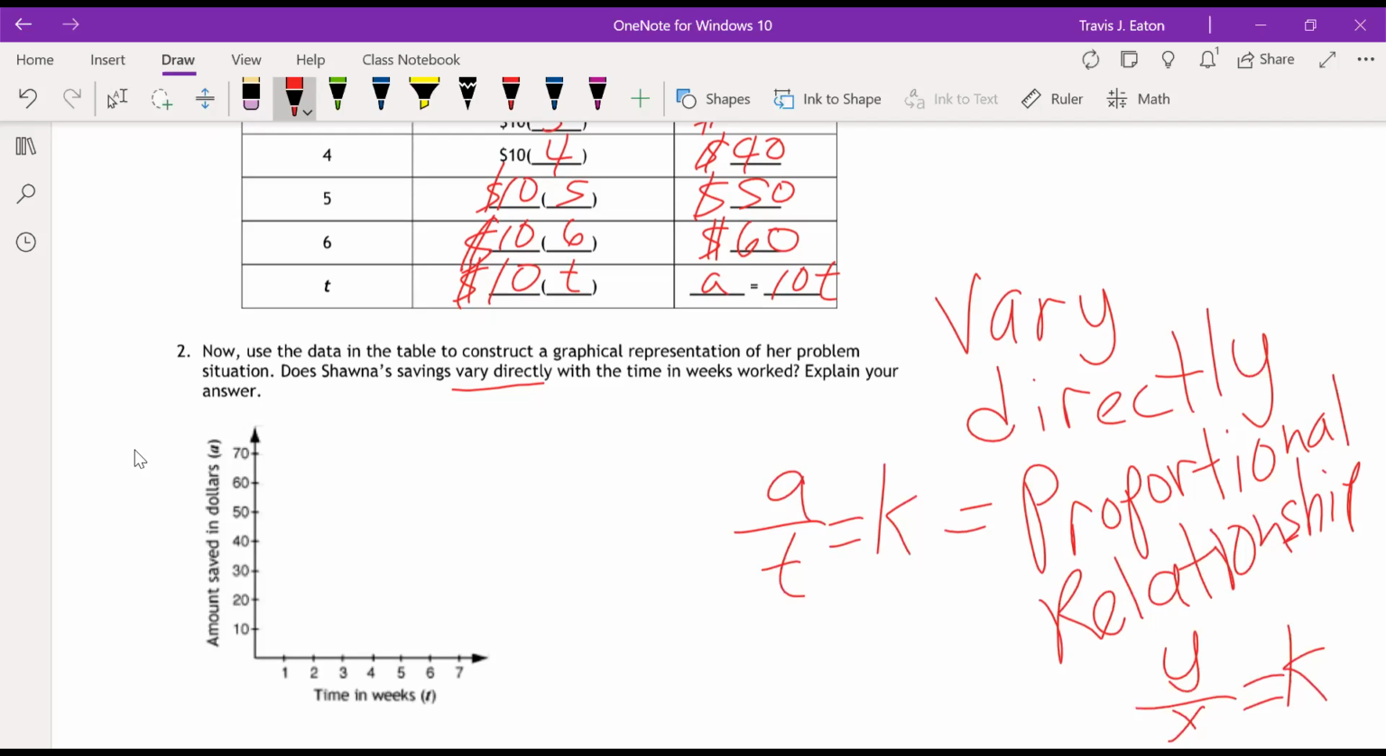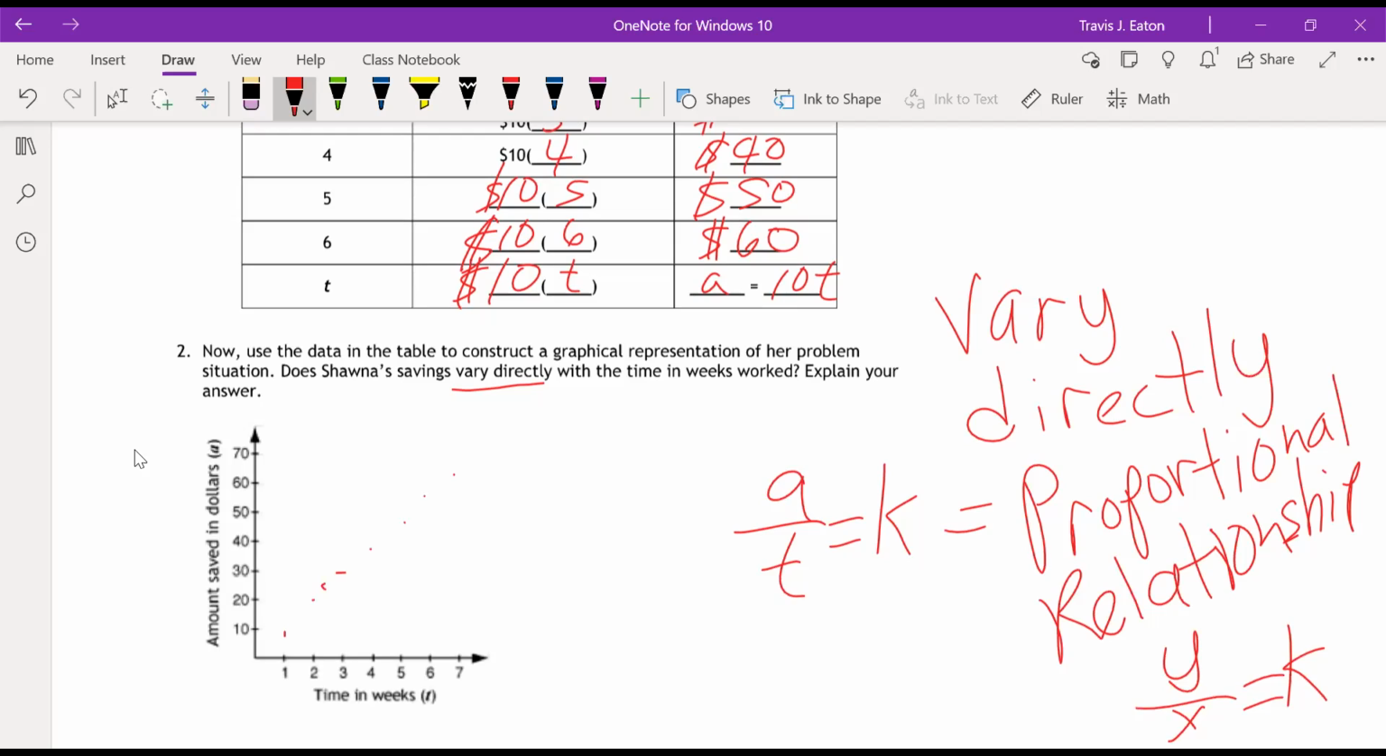Okay, so at 1 week we had 10. At 2 weeks it was 20. At 3 weeks 30. 4 weeks 40. 5 weeks 50. 6 weeks 60. 7 weeks 70. So does this savings vary directly with the time in weeks worked? Is there a direct variation? Is there a proportional relationship? Well, of course there is.